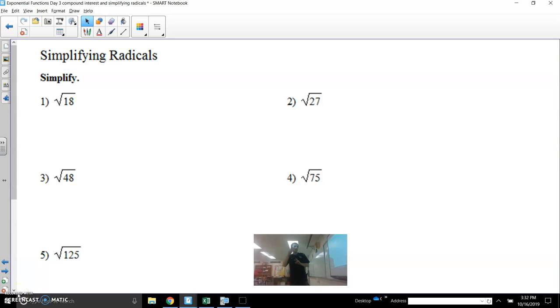Hey, Algebra 1, I've been talking about simplifying radicals, so I'm going to run us through a few for homework. I'm going to start on the left, and hopefully you will work all the ones on the right, and we will come together tomorrow and check your progress.